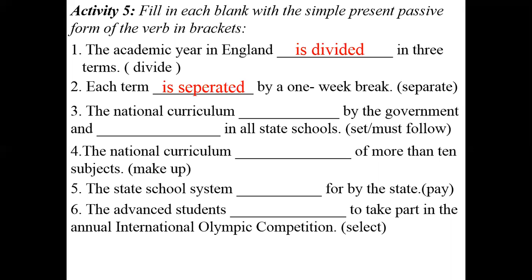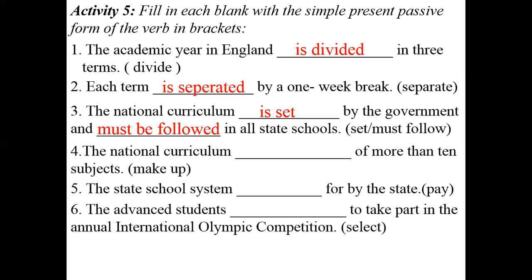And how about number 3? The national curriculum is set by the government, and "must" is the modal verb. So for the modal verb in passive, you can use the structure modal verb plus be plus PP. PP means past participle. And in this sentence, it is "must be followed" in all state schools.